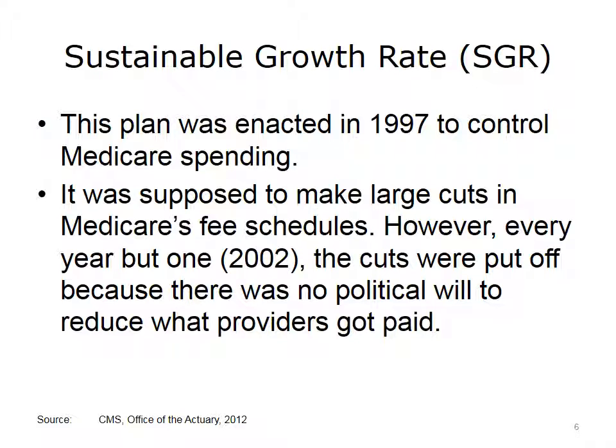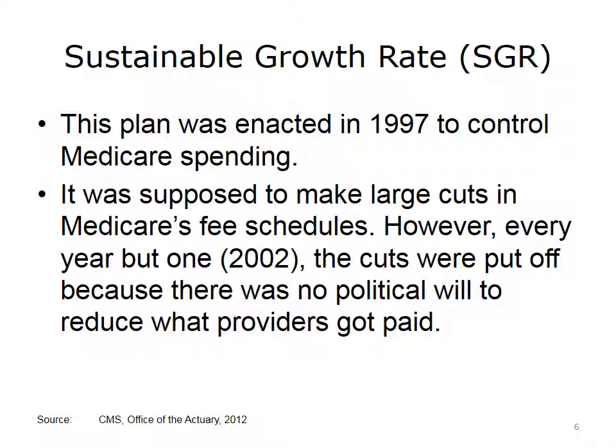Since 1997, the Sustainable Growth Rate, or SGR, has proven to be an area of contention in the healthcare payment realm. When instituted, SGR was designed to make large cuts in the fee schedule for Medicare payments. However, this one requirement became a very contentious issue because the cost of care wasn't getting any cheaper. Many organizations that represented physicians, hospitals, and other healthcare providers heavily lobbied Congress to not implement these cuts.